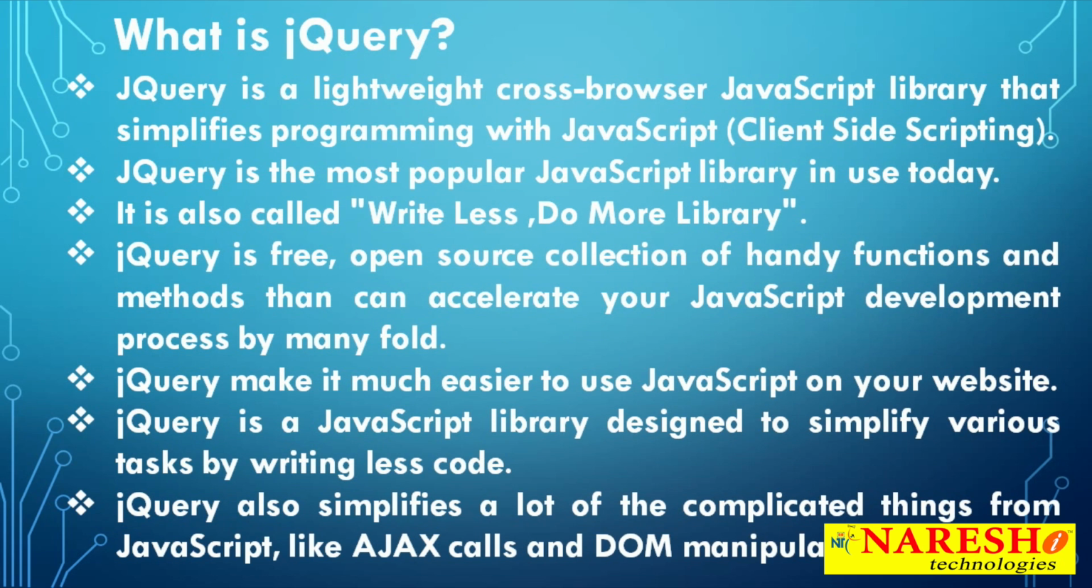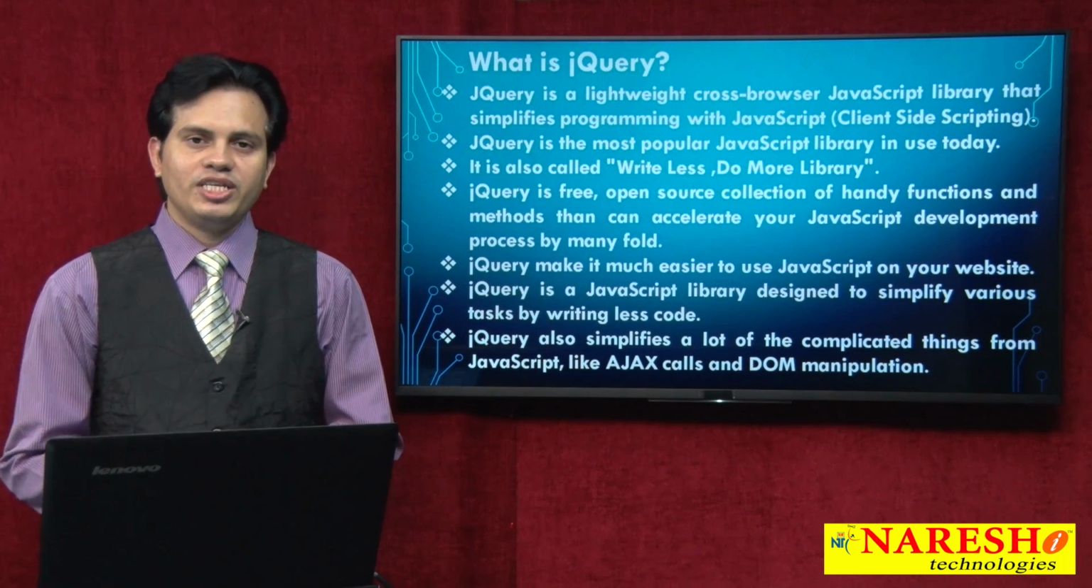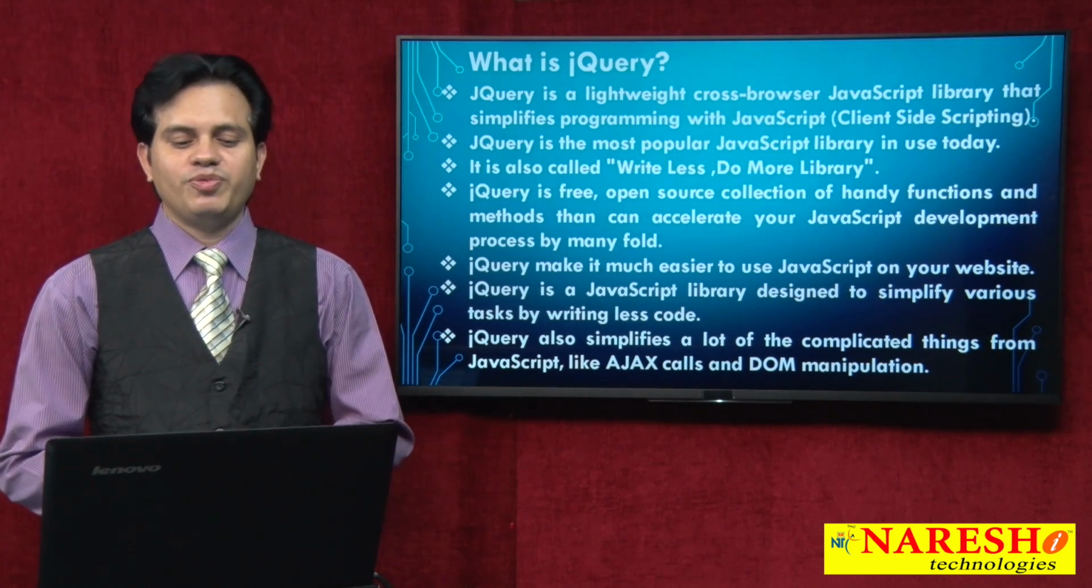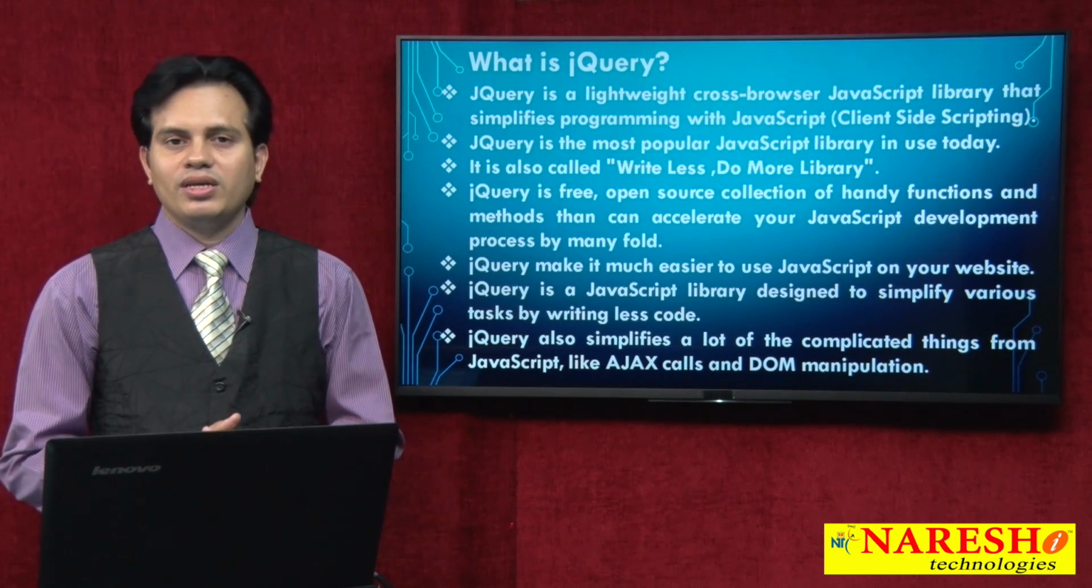jQuery is a lightweight cross-browser JavaScript library that simplifies programming with JavaScript. And JavaScript is used for client-side scripting. So what do we mean by this first point? jQuery is a lightweight cross-browser JavaScript library. It means it is just a JavaScript library which comes in the form of a .js file. The size of this .js file is very small, hardly approximately 80 to 90 KB. That's what we call lightweight. That makes our programming with JavaScript simpler and easier.